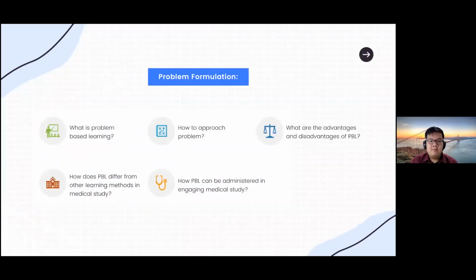We have 5 problem formulations in the student project. The first one is, what is problem-based learning? The second one is how to approach problems. The third one is, what are the advantages and disadvantages of problem-based learning? The fourth one is, how does PBL differ from other learning methods in medical study? And the last one is, how can PBL be administered in medical study?